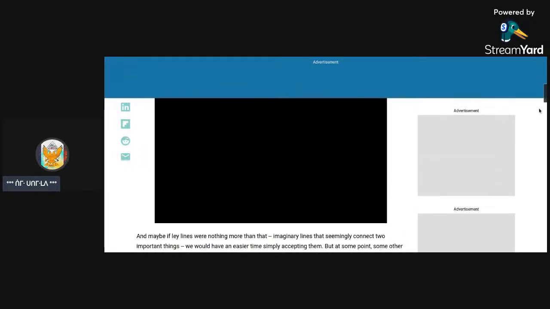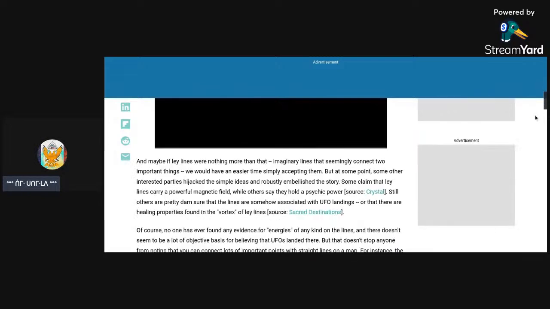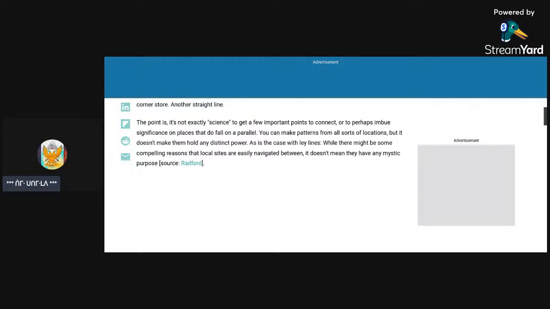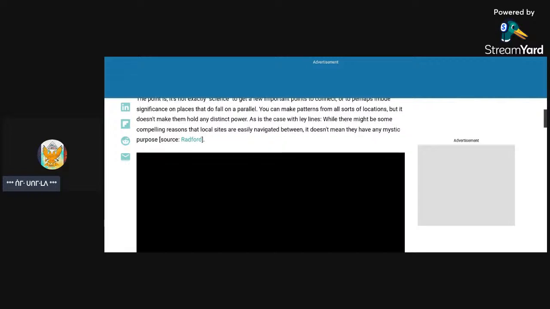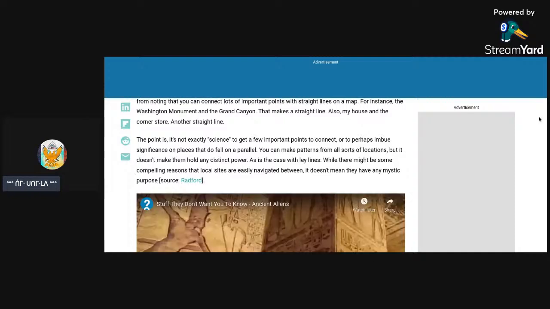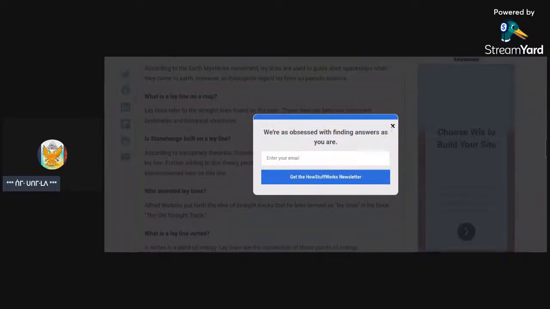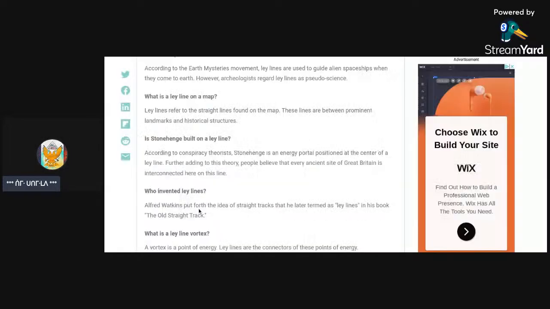But see, when you use a globe, you by default have to make circles as well. That's what people have to realize. Curves at that, if not circles, curves. Okay. Who invented ley lines? Alfred Watkins put forth the idea of straight tracks that he later termed as ley lines in his book.